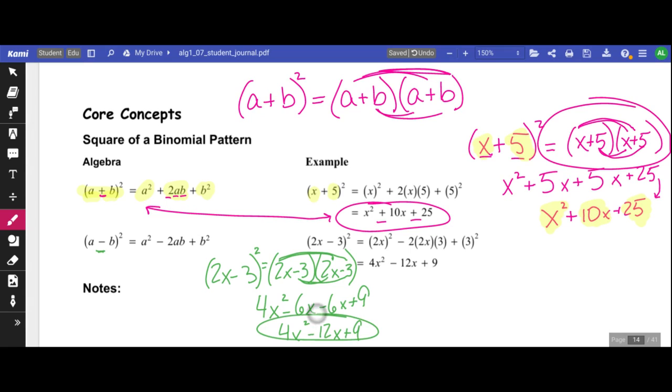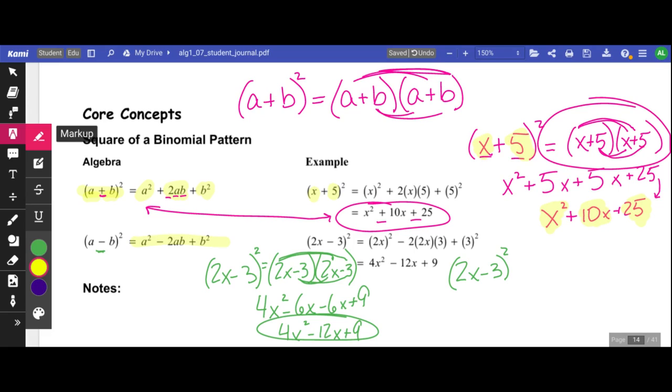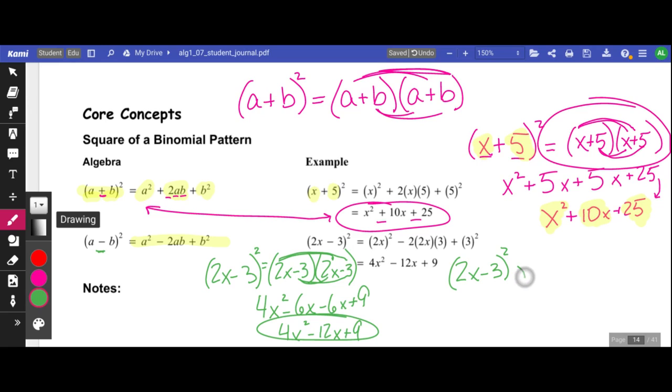But again, like the first time, there's an easier way to do this problem. I can leave this as 2x minus 3 squared and look at this pattern right here, a squared minus 2ab plus b squared. All that's saying is I can go from here and directly say, I know that first term is going to be squared. You square the whole thing, even the coefficient. So 2 squared is 4, x squared is x squared.